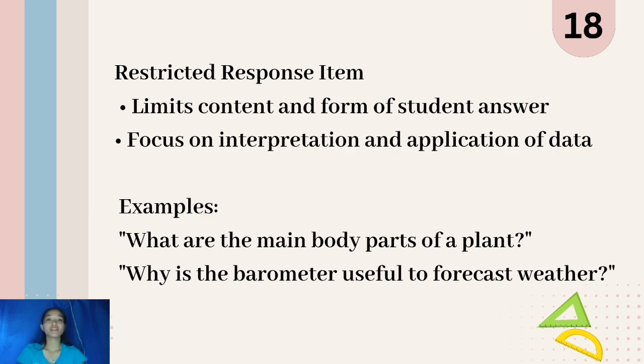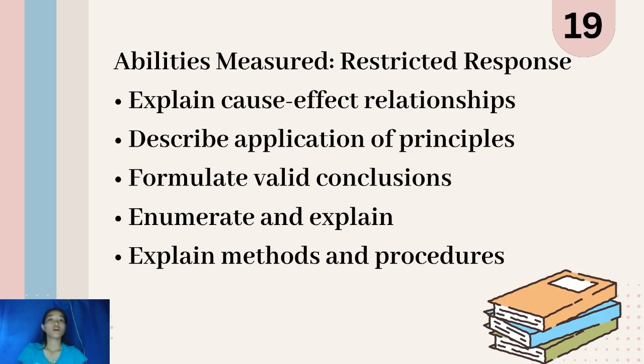So the abilities measured by restricted response items based on the following examples. First, we have explain cause and effect relationships. Second, we have describe application of principles. Third, we have formulate valid conclusions. And fourth, we have enumerate and explain.